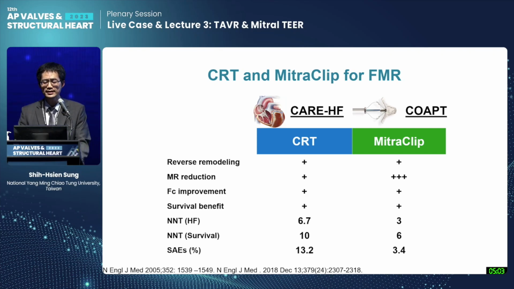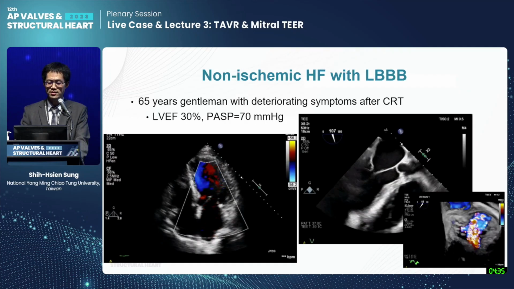What about CRT? This is a comparison between the CARE-HF trial and the COAPT study. Both devices can improve symptoms, remodel the left ventricle and improve survival. However, the MitraClip outperforms CRT in MR reduction, in the number needed to treat for heart failure hospitalization, and also the number needed to treat for survival. The procedure-related complication rate is also lower with the TEER procedure than with cardiac resynchronization therapy.